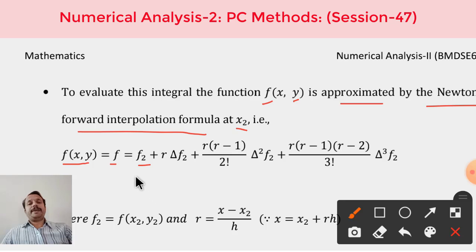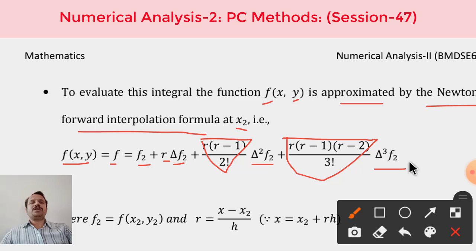So f equals f2 plus r into delta f2. You know very well the interpolation formula: r into (r minus 1) divided by 2 factorial into delta square f2, plus r into (r minus 1) into (r minus 2) divided by 3 factorial into delta cube f2 plus dot dot dot. That is Newton's forward interpolation formula, particularly at the point x equal to x2.